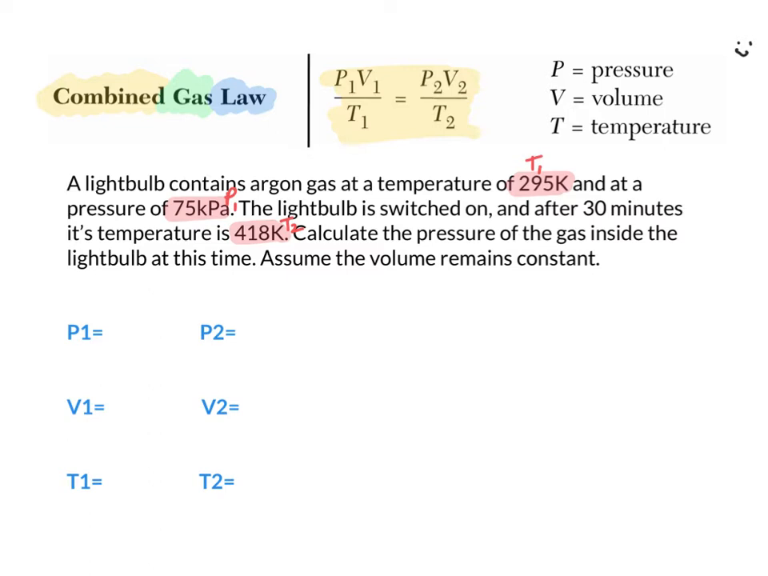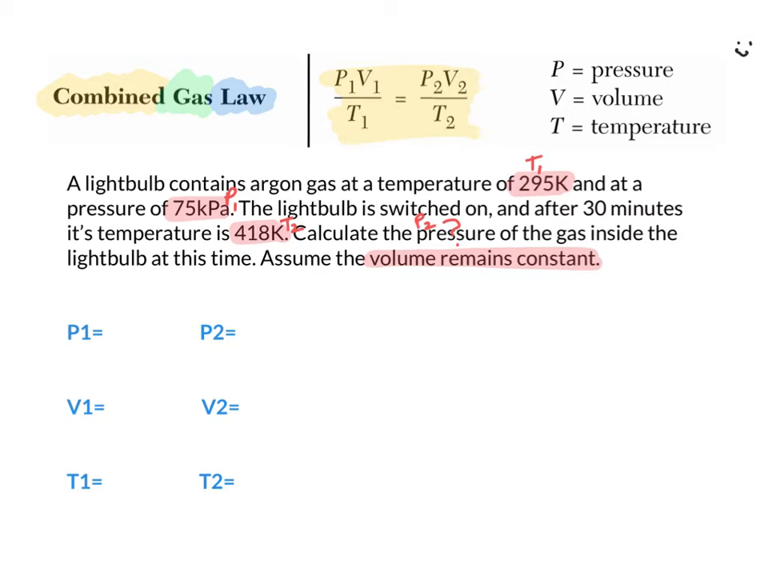All right, what else do we know? Calculate the pressure. So this is what we don't know, and we need to find the pressure of the gas. So I need to find pressure P2, like the final pressure. P2, I don't know it. Of the gas inside the light bulb. Assume the volume remains constant. Now here is something that you're going to be very happy about, okay?